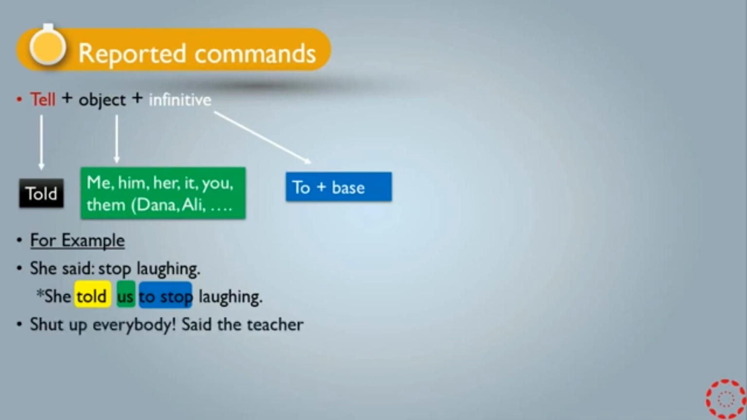Another one, shut up everybody, said the teacher. So it became what? The teacher told everybody to shut up. Okay, the teacher told everybody to shut up. So as I said, because it's a command, I have to use told, not asked. And after told, it should be an object, which is everybody here. And after the object, it should be to plus base, which is to plus shut up. To is a word and shut up is a base.